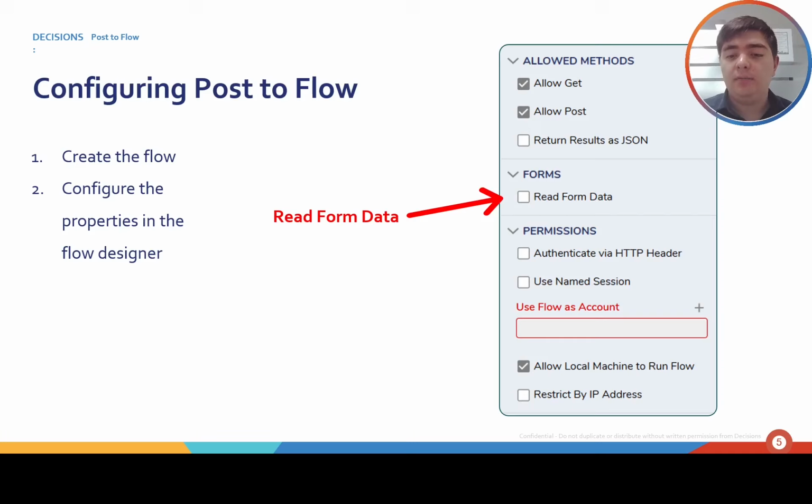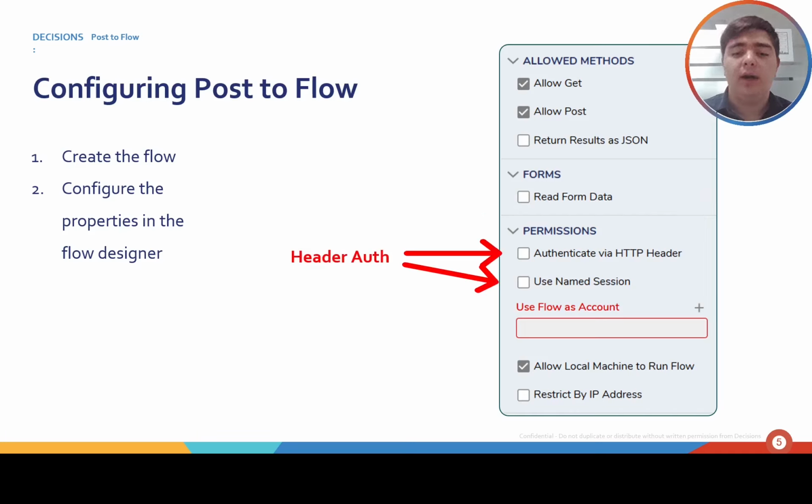The next one is Read Form Data. This allows the handler to receive values from form data of an HTTP request. If you are sending data as form data, such as files or form fields, to the flow, you have to enable this option. The Authenticate via HTTP Header option allows you to provide authentication credentials directly into the HTTP headers that are being captured in the flow data, typically using the authorization field. This means you do not need to include authentication information in the URL or the post body if you have this checked.